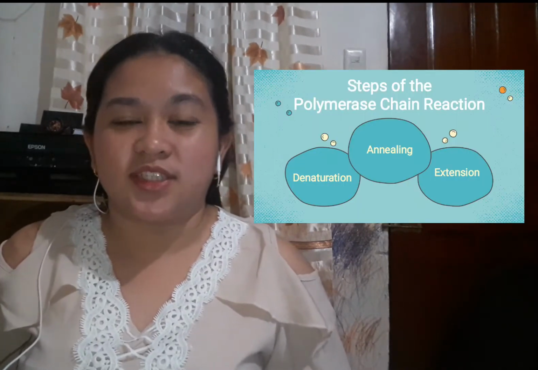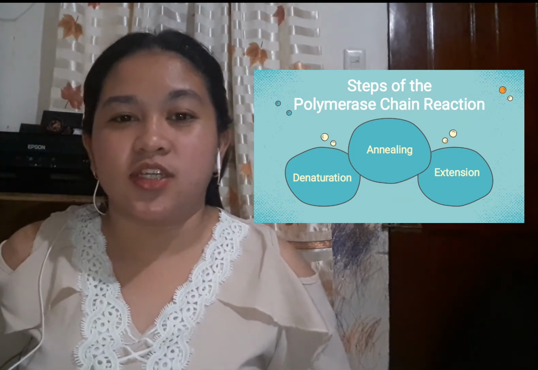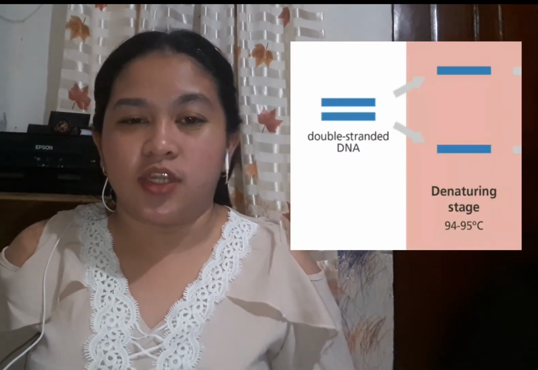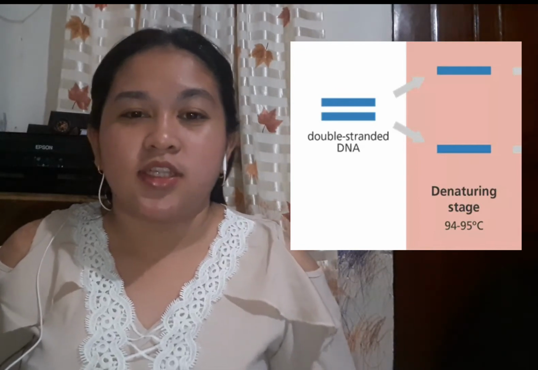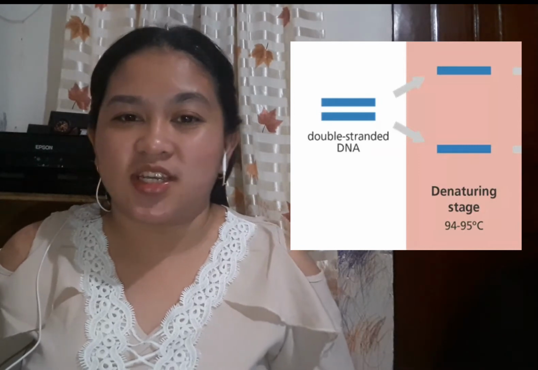There are three main steps of PCR, or polymerase chain reaction. These are the denaturation, annealing, and extension. The first one is the denaturation, when a double-stranded DNA template is separated into two single strands.